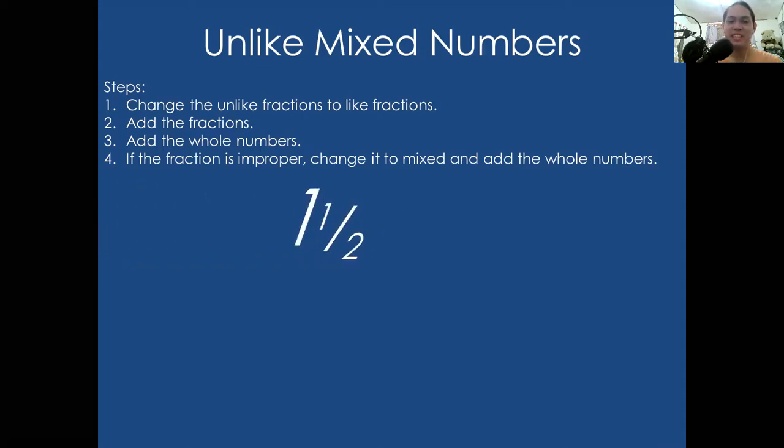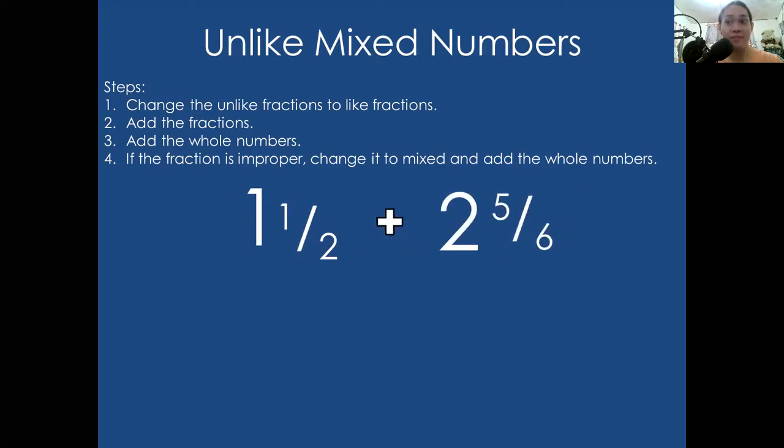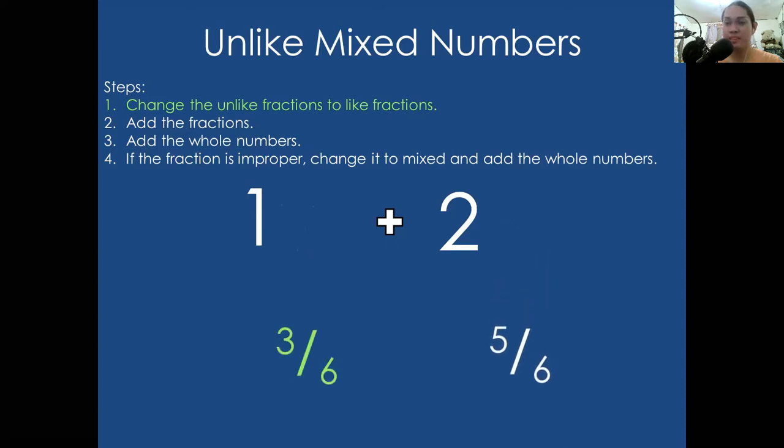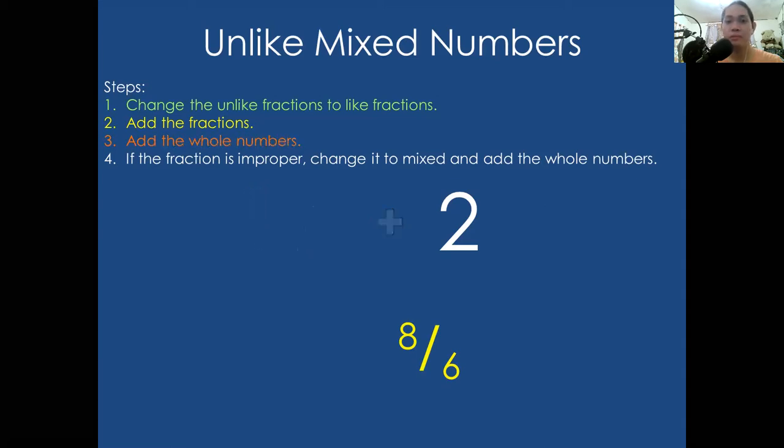Okay, so let's have an example. 1 and 1/2 plus 2 and 5/6. Step number 1, change the unlike fractions to like fractions. So 1/2 and 5/6 gives you 3 over 6 and 5 over 6, since its LCD is 6. After that, you combine them, and that gives you 8 over 6. And of course, add the whole numbers. 1 plus 2 gives you 3, and 8 over 6.